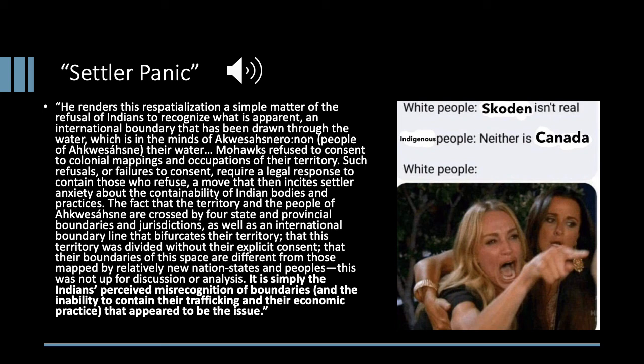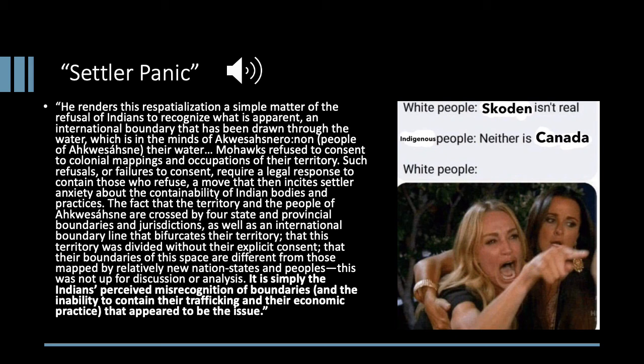I love this, right? The idea is that settlers need to be able to contain Indian bodies and practices. They need to be contained within bounded and fixed cultural areas. They need to be contained within the boundaries of settler states. This really gets us to the heart of the governance of nation states, right? It's about containing and counting bodies, populations as belonging or not belonging within fixed territorial boundaries, within international boundaries.